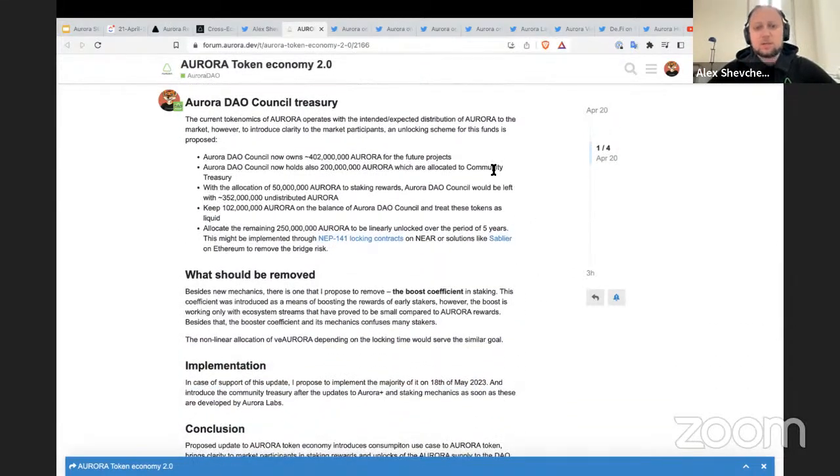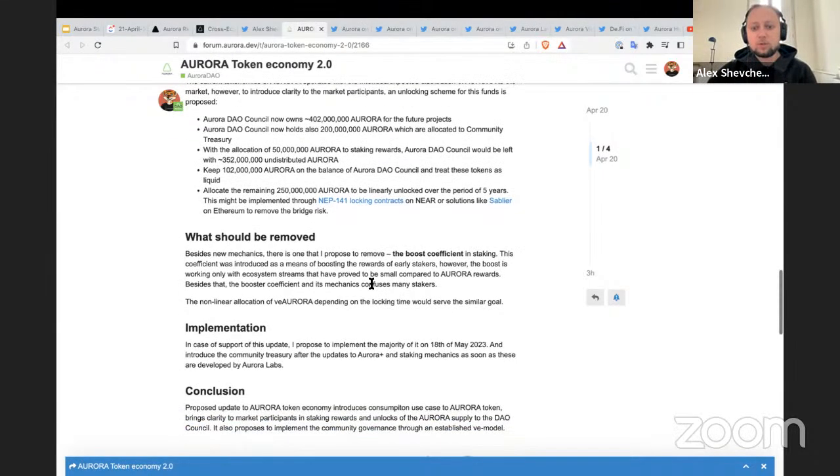And there are some additional minor things about the DAO Council Treasury and setting how the unlocks of this token are actually going to happen. And also a small thing to remove the boost coefficient in staking just because it is confusing.